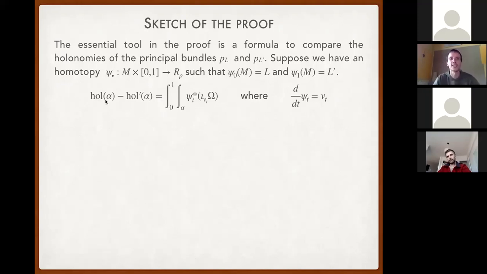And we can compute what is the difference between the holonomies. Remember, the holonomy is something which takes alpha in the pi 1 and spits out a real number. We can take the difference. And the difference is just this integral. Basically, we take omega fed with Vt, and Vt is the vector field which is the variation of our homotopy. Then we pull back to M by psi t itself. We integrate over alpha, and we integrate over 0, 1. And this is the difference of the two holonomy representations.